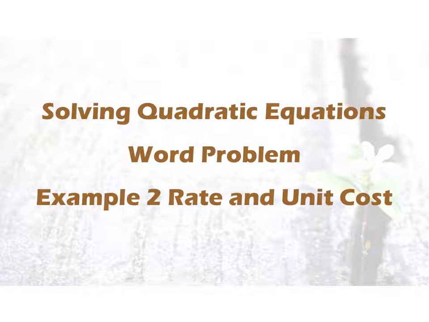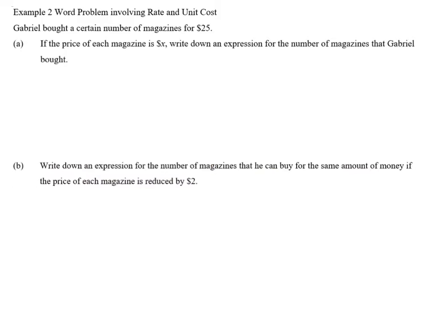Solving quadratic equations, word problem involving rate and unit cost. In this case, we are talking about Gabriel who bought a certain number of magazines for $25. If the price of one magazine is X dollars, write down the expression for the number of magazines that Gabriel has bought. So for me, I actually use a kind of proportion directly.